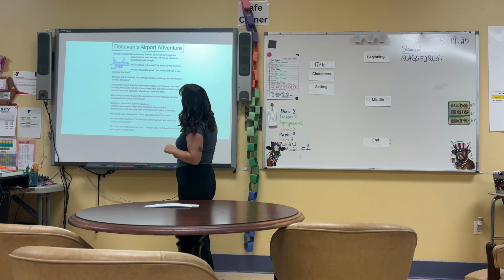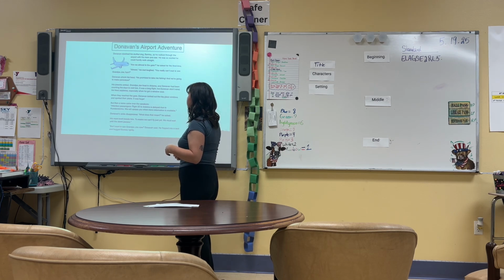Donovan clutched his stuffed dog, Barky, as he walked through the airport with his mom and his dad. He was so excited he could hardly walk straight. "Are we almost at the gate?" he asked for the third time. "Almost," his dad laughed. "You really can't wait to see Grandpa Joe, huh?" Donovan nodded his head. "He promised to take me fishing, and we're going to make pancakes." His parents smiled. Grandpa Joe lived in Arizona, and Donovan had been counting the days to visit him.